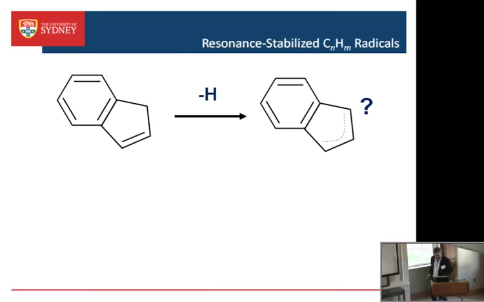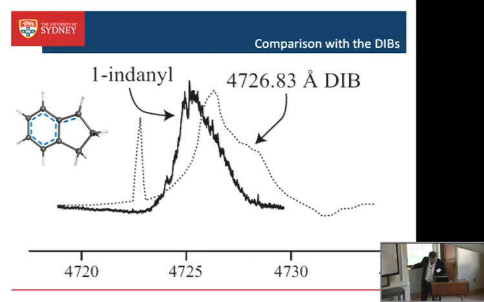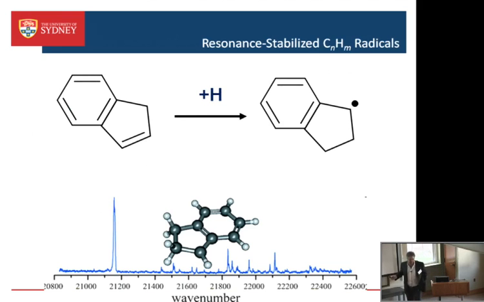Yeah, we'll get angry. Some other resonance stabilized radicals were formed. We tried to make indanyl radical, right? So we take indene and we wanted to abstract one hydrogen from here, and we never saw that. But what we did see is the indanyl radical. So indene in a discharge ends up adding a hydrogen. And we measured the spectrum and we can completely identify the radical and calculate the vibrational frequencies.